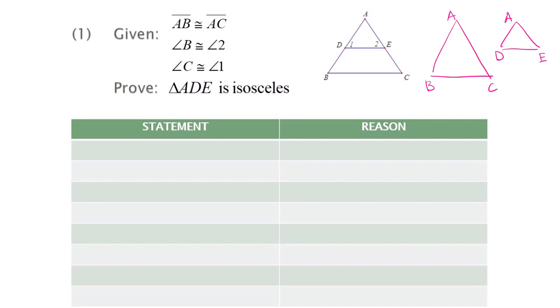So here we're given that AB is congruent to AC. So write that in here. So side AB is congruent to side AC. So AB, AC. All right.